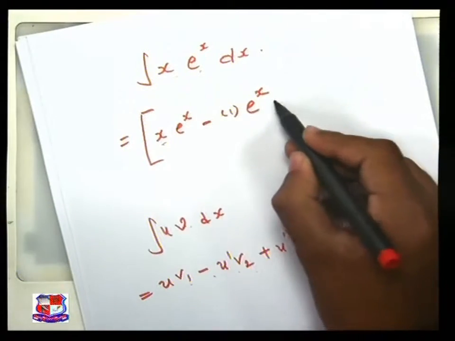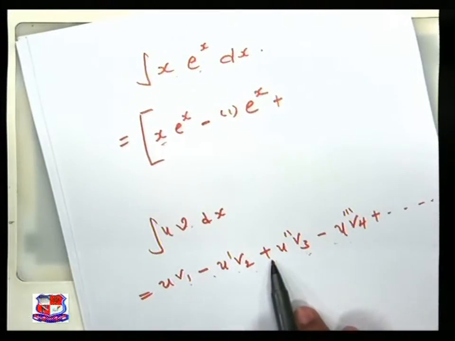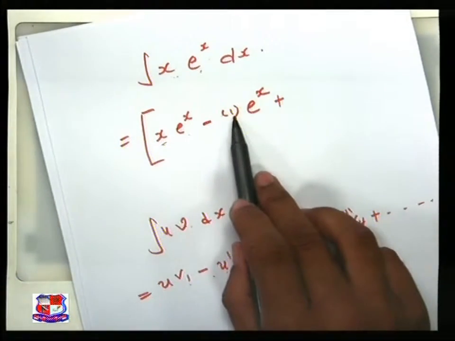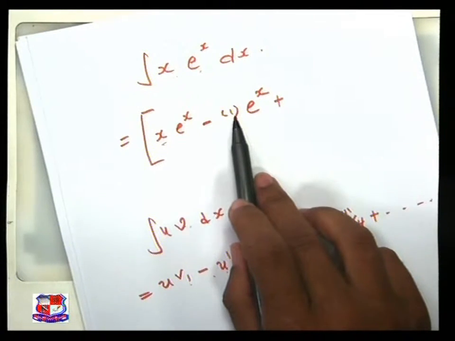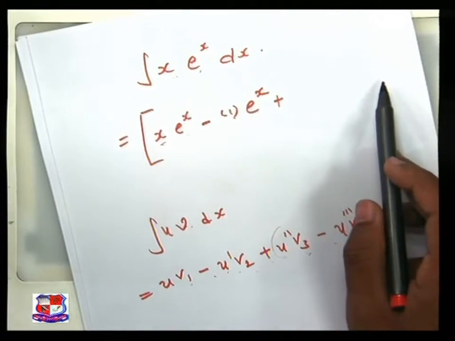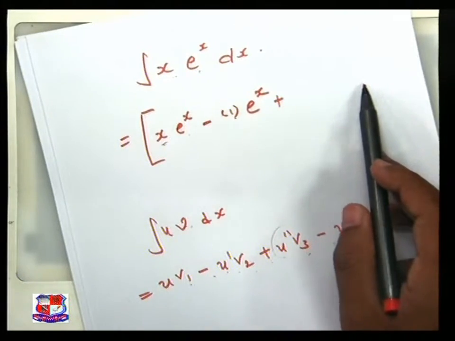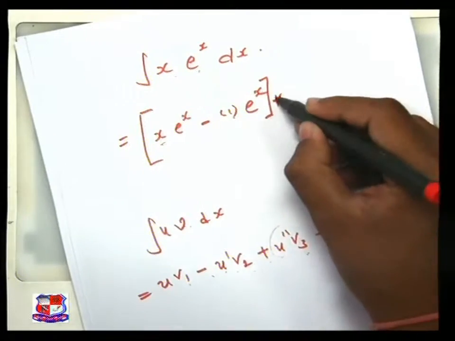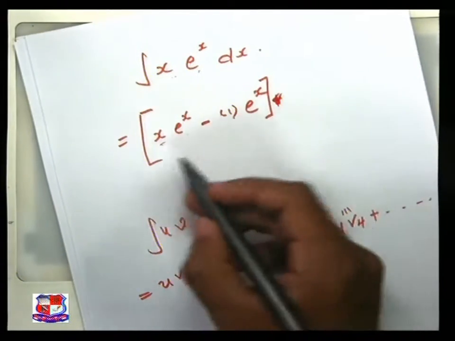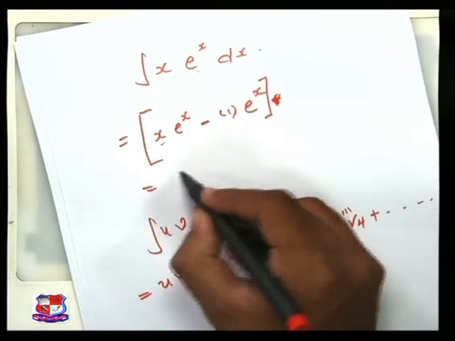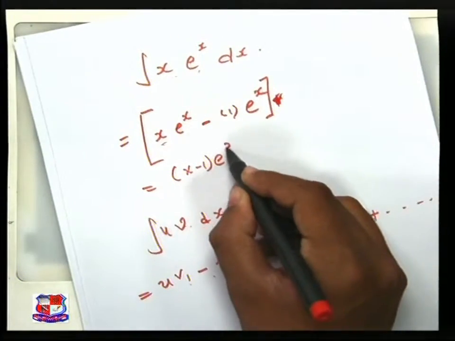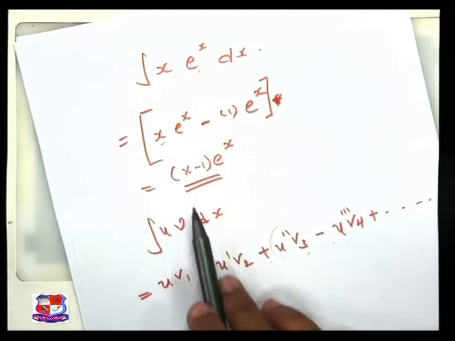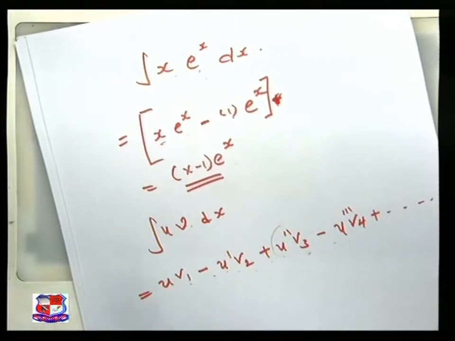Now plus u double dash, the derivative of u dash. What is our u dash? U dash is 1, but the derivative of 1 is 0, so the other parts automatically cancel because they become 0. So this is the integration of this term. That can be expressed as e raised to x common, x minus 1 into e raised to x. So the integration of x e raised to x is equal to (x minus 1) e raised to x, and that we use here.